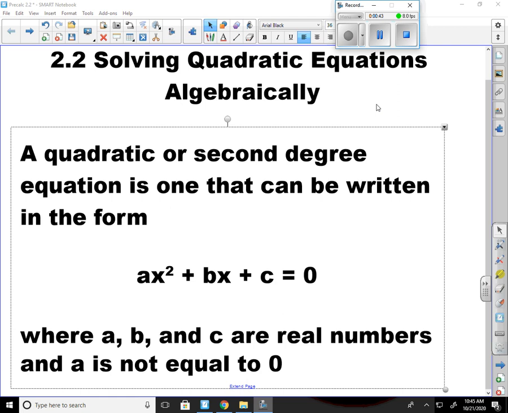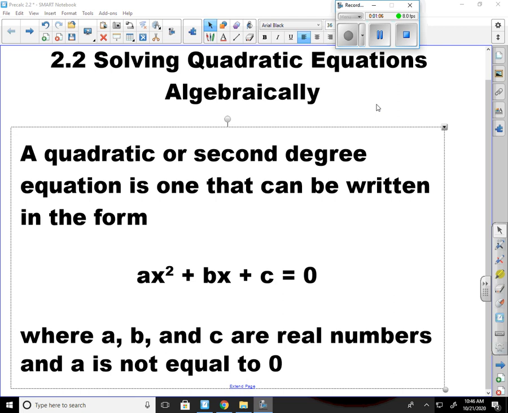Okay, so this is 2.2, solving quadratic equations algebraically. Now we're solving them using algebra as opposed to graphing. So a quadratic, or a second degree equation, is just one that can be written in the form ax squared plus bx plus c equals 0, where a, b, and c are real numbers and a is not equal to 0.